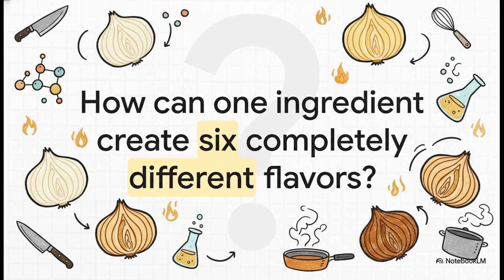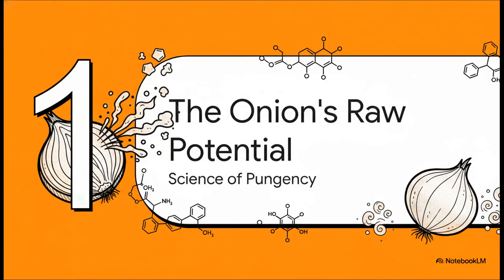Well, we're going to break down the 6 distinct flavor profiles an onion can have. We're not just talking about how to make them, but the actual science that makes each one unique. This is about moving beyond just following steps and starting to cook with real intention. To understand any transformation, you gotta have a baseline, right? So let's kick things off with the powerful and, honestly, often misunderstood raw onion.